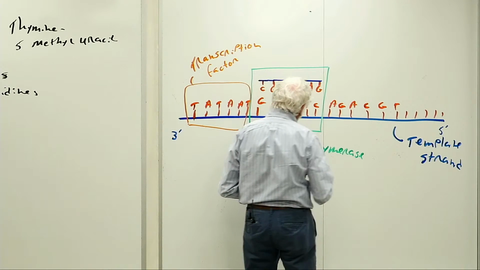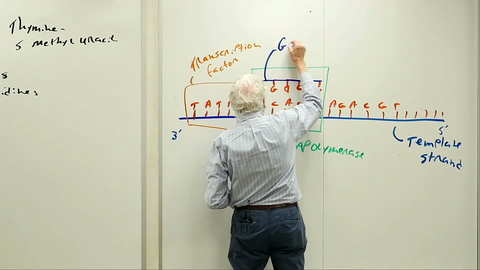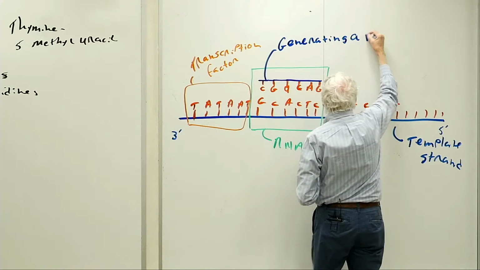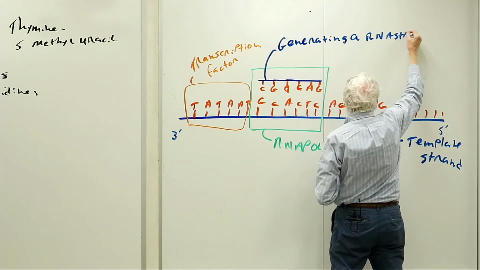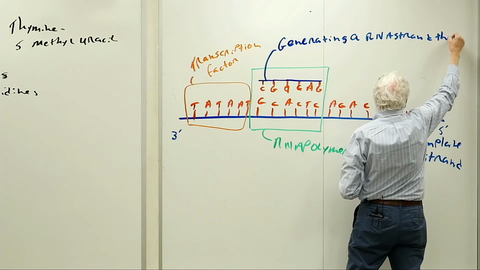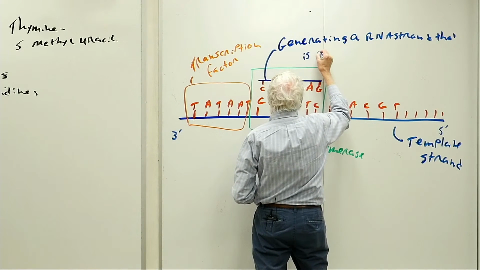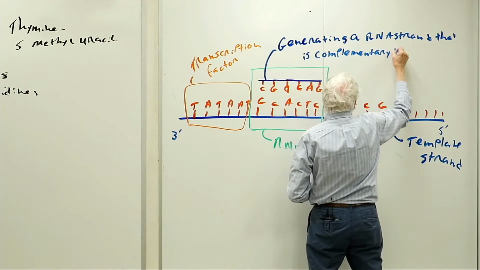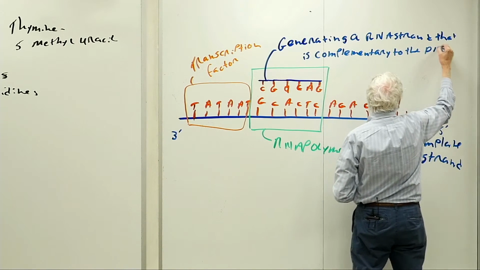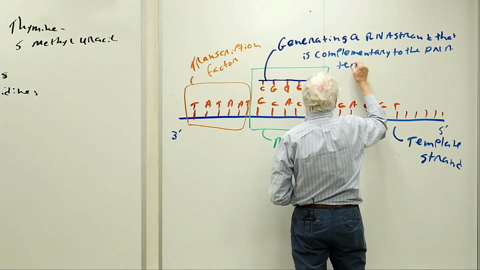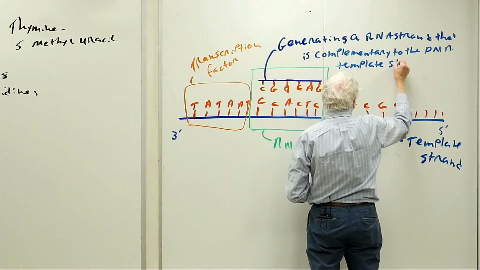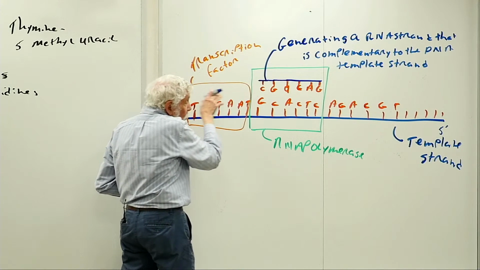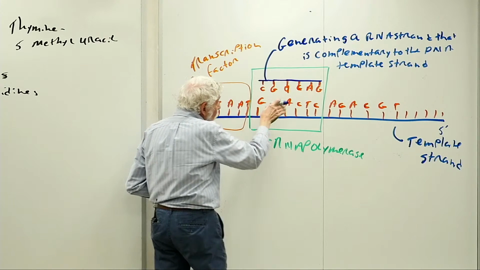And I think you can see what we're doing. We're generating an RNA strand that is complementary to the DNA template strand. This will continue reading along the DNA, putting in one base at a time.